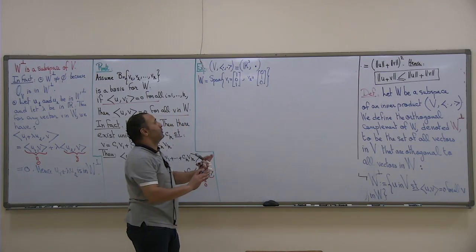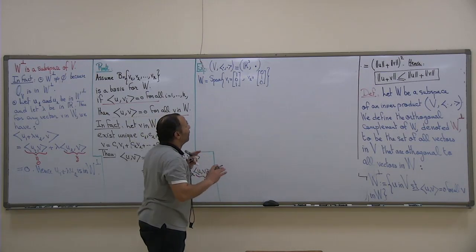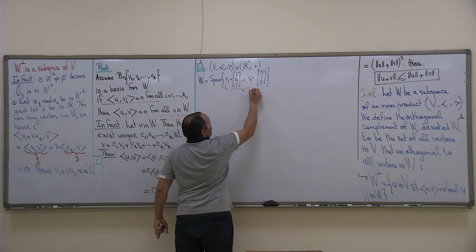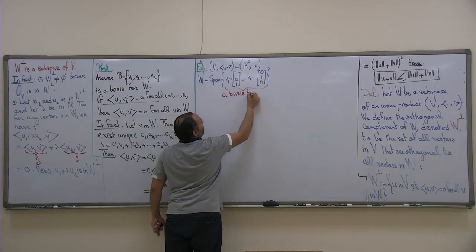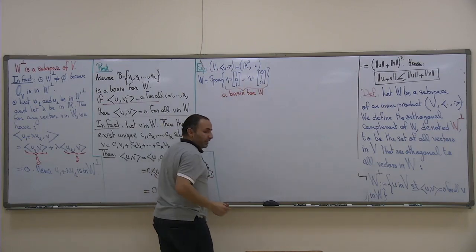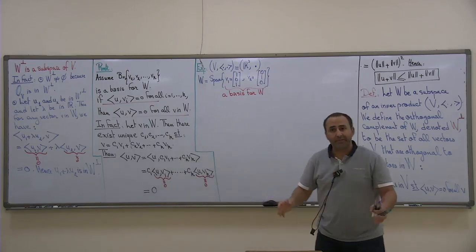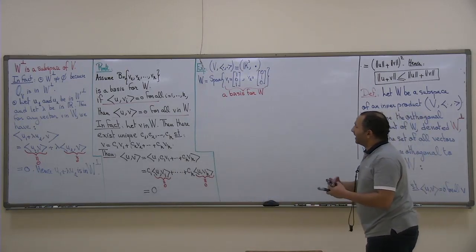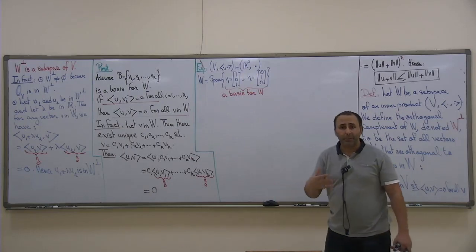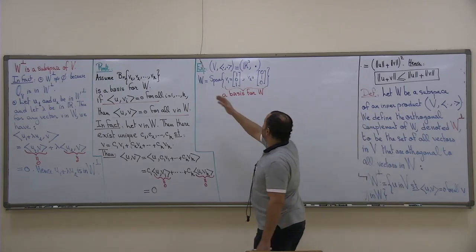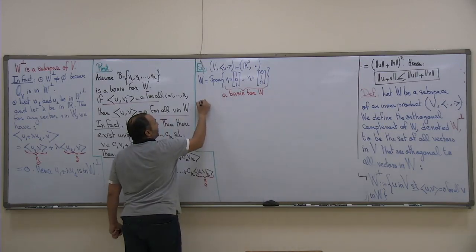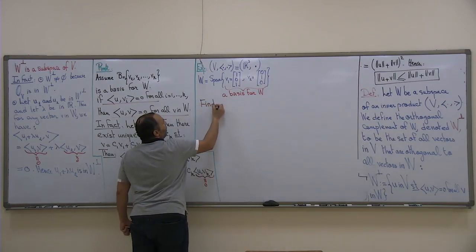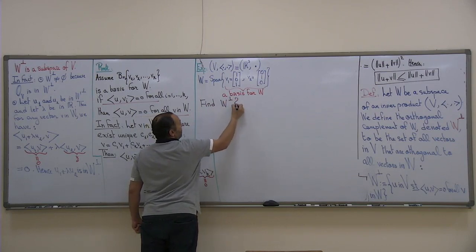Obviously these two vectors are linearly independent, so they form a basis for W. So W is a subspace spanned by these two vectors. Now the question is, find the orthogonal complement of W.